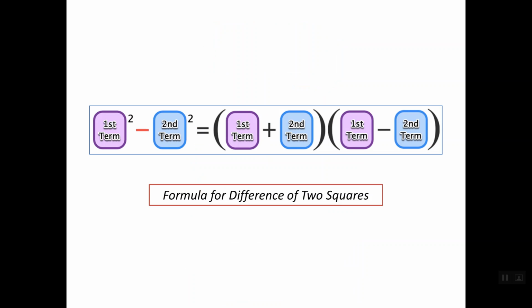Let's recall. We have two terms. The first one is squared, and the second term also squared, and we have a minus sign between them. This can be factorized to two factors. Simply the first one is the first term plus the second term, and this factor is multiplied by another one, which is the first term minus the second term.